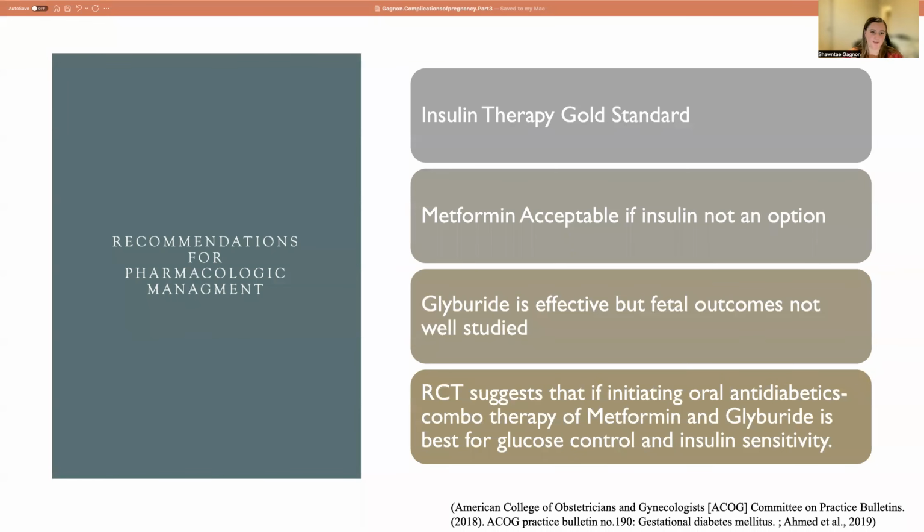So recommendations for pharmacologic management. Insulin therapy is the gold standard. This is because it's good at controlling blood glucose levels. It does not cross the placenta, so it's very safe for the fetus. This is the only FDA-approved medication for management of gestational diabetes as of now.